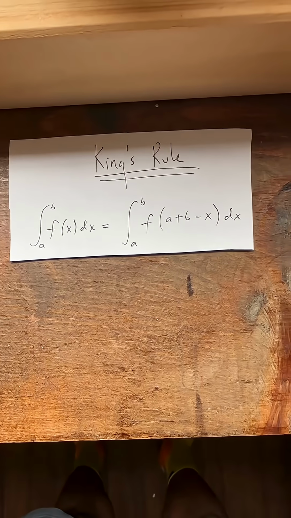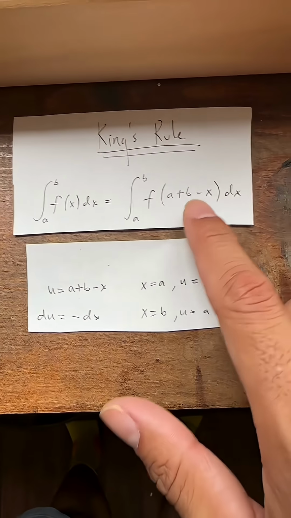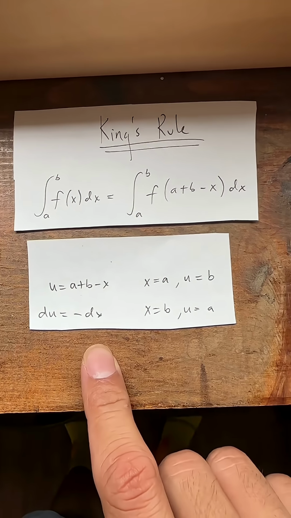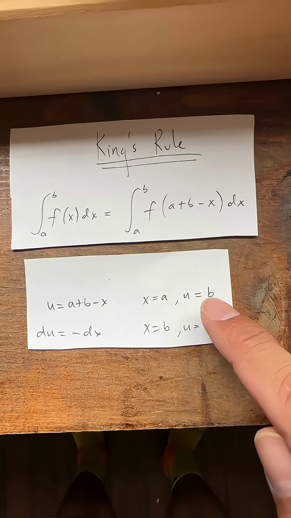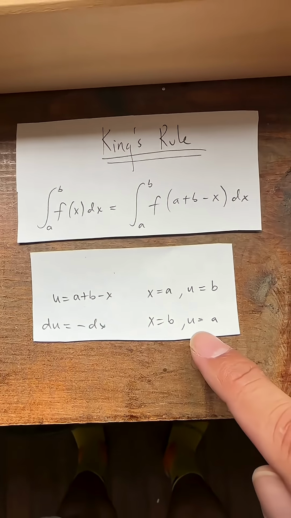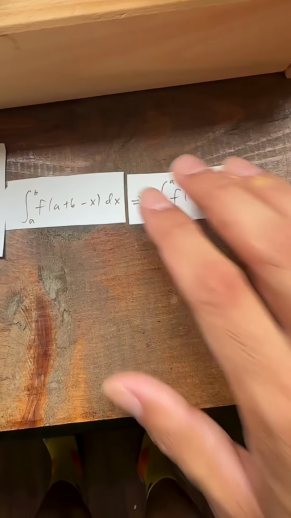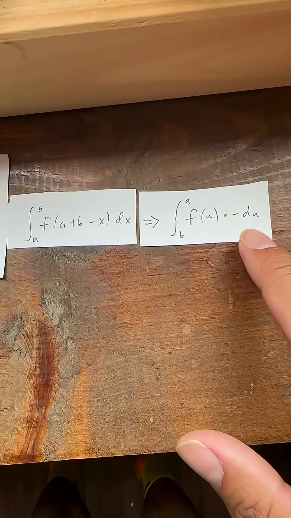Now, a lot of people always want to see a proof about this, so we're going to go ahead and use u substitution, where u is going to equal this value on the inside. We find our differential, which is going to be a negative dx, and you're going to notice that your parameters change. So when x is equal to a, u is equal to b, and when x is equal to b, u is equal to a. So they sort of flip right here. Now, what is that going to become? Well, this particular integral right here is now going to become this one, where you have the integral from b to a of f of u times negative du.